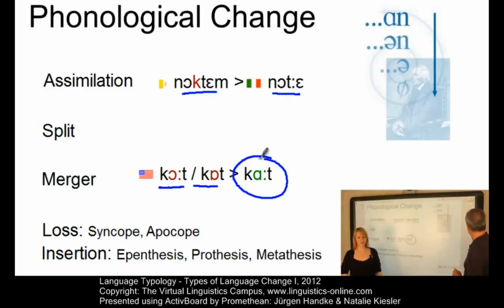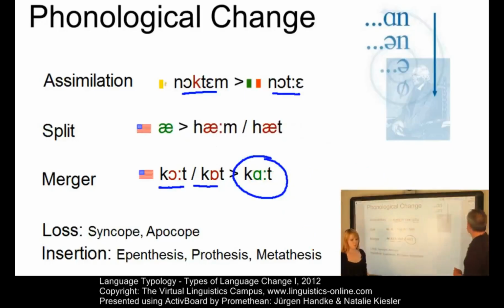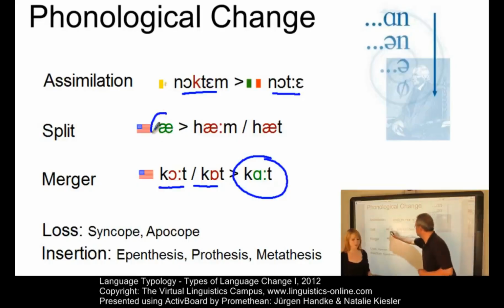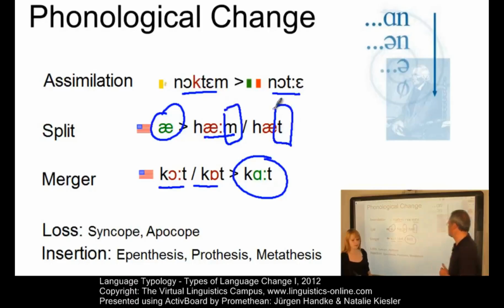The split. The split is a phonemic change where one phoneme is split into two. The short R words of North American English can serve as an example here. Before voiceless fricatives and nasals, they involve a long R, whereas before plosives, such as the T in our example, they remain short. So this is then ham and hat.